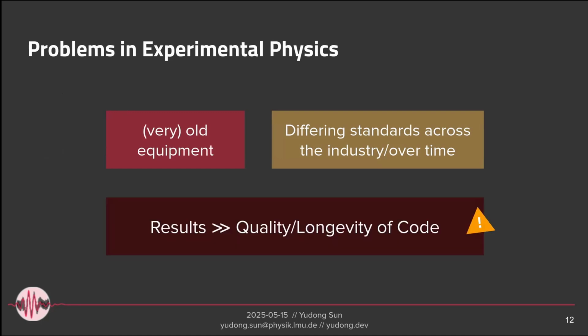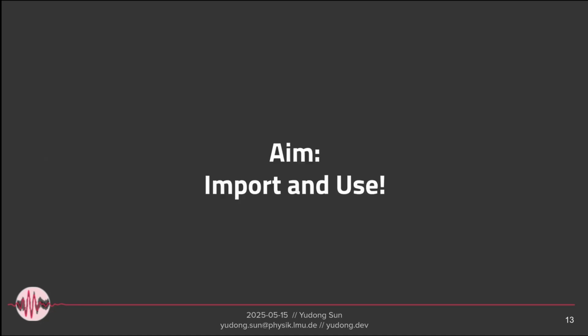And the one thing that's a bit sad is that the results that come out of the code are often valued more than the quality and longevity of the code. That's also common throughout research, and when it comes to research software engineering, the code that we write tends to not be placed at such a high level, especially when it is not the main aim of what you're trying to do. In experimental physics, that would be doing experiments. So what was the aim that I had when I came into this project?